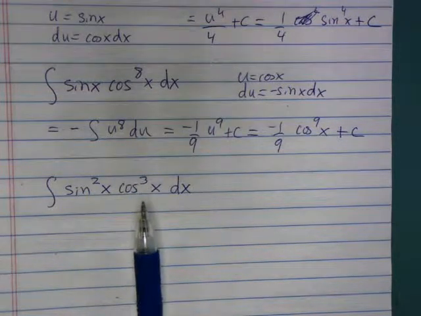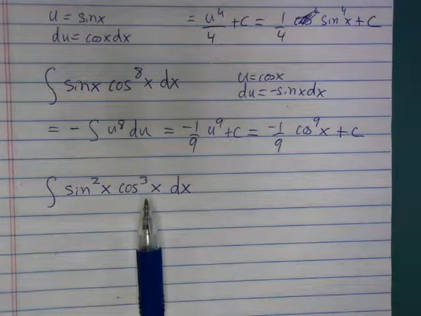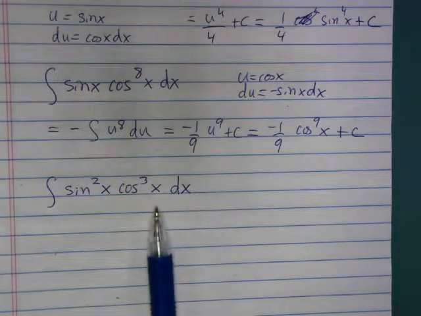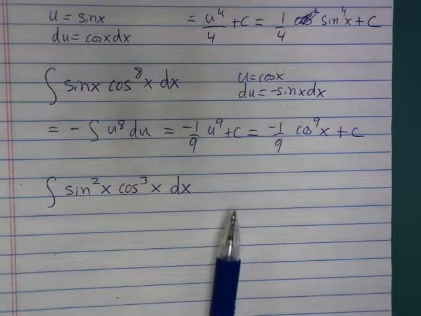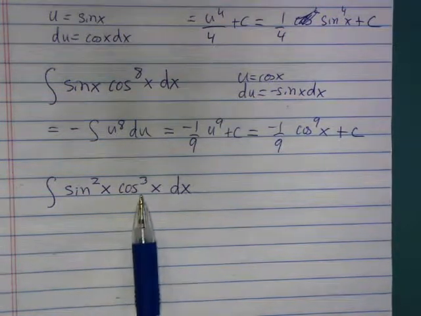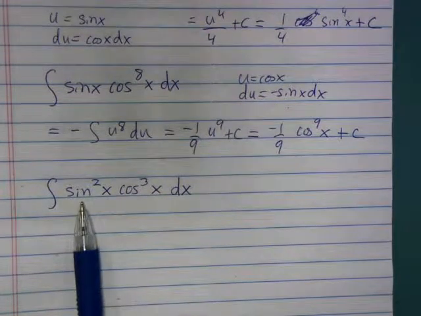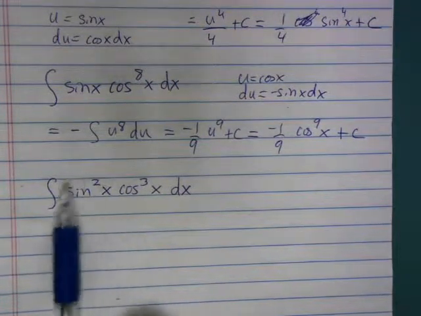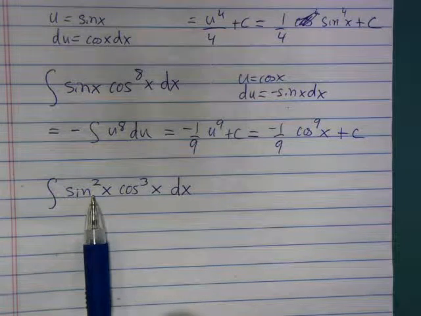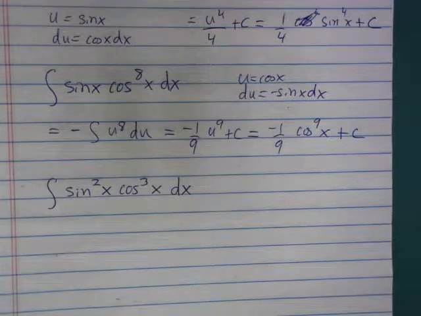What's the derivative of cosine cubed? It would be 3 cosine squared x times negative sine x. You don't get that sine squared that you need, do you? And in the same way, you could try letting u be sine squared, and you would find it doesn't work. Trust me.